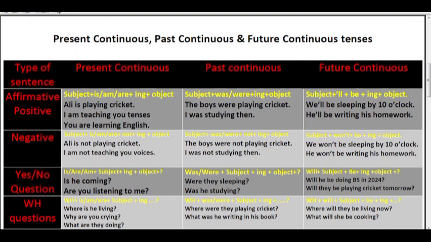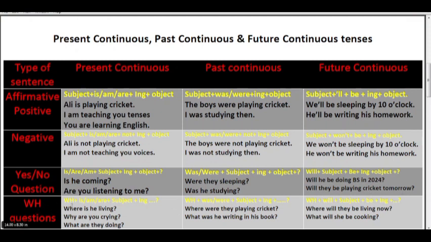For future continuous, we bring will to the start of the sentence, then subject, then be, then the ing form, and object, and finally the question mark. For example, will he be doing BS in 2024? Will they be playing cricket tomorrow? Yes, they will, or no, they won't.